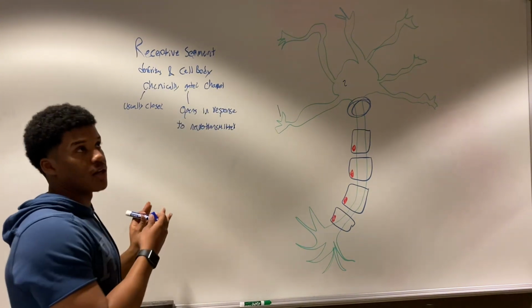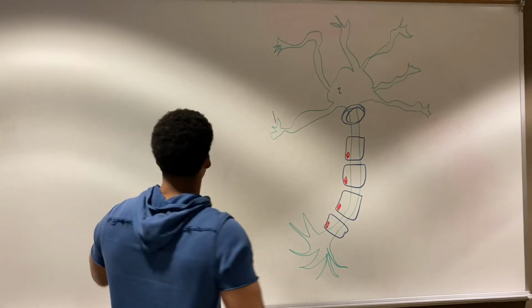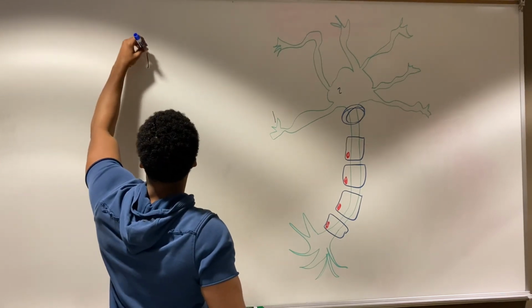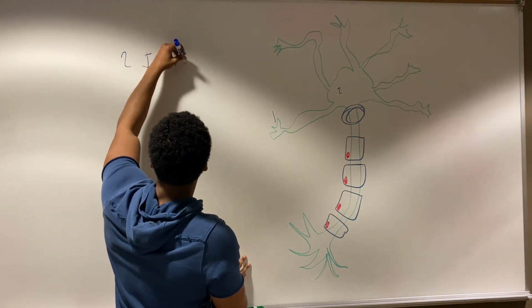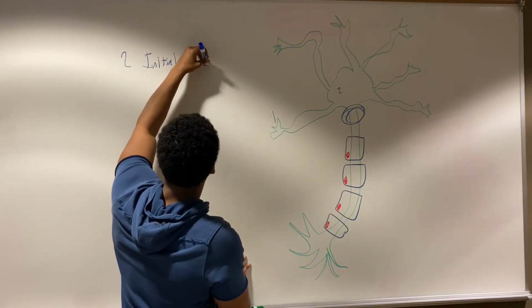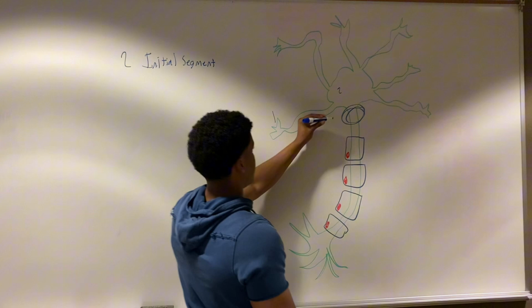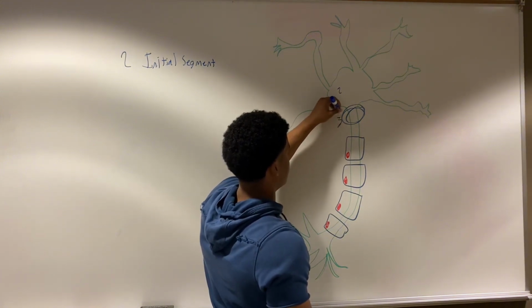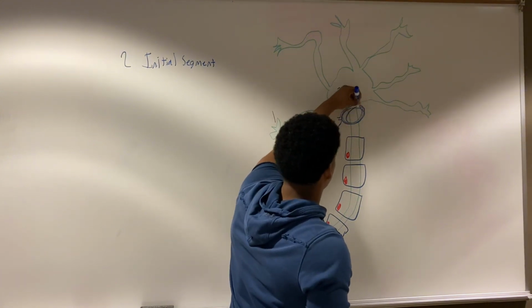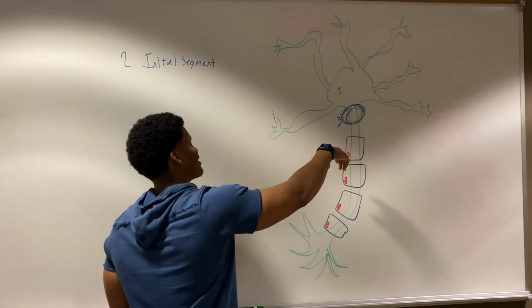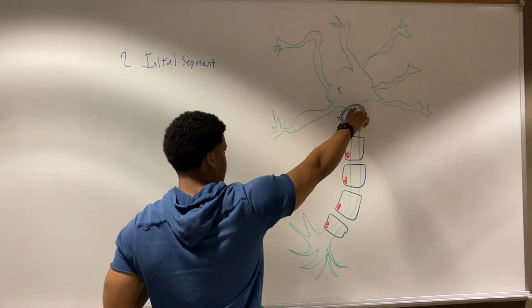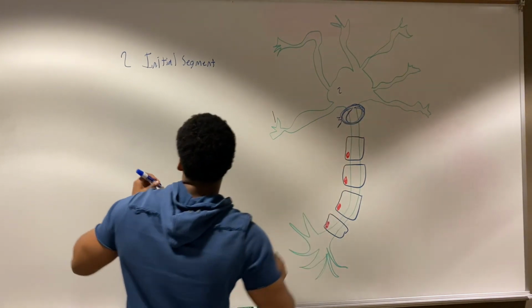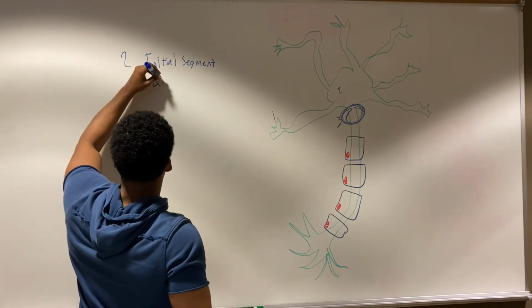All right, next up we've got the initial segment, and that is pretty much the axon hillock, which I circled around. The axon hillock is that region, a point where the soma, or the cell body, and the axon meet.